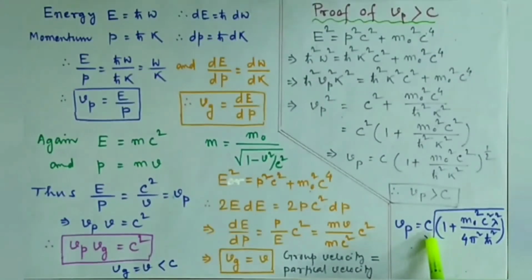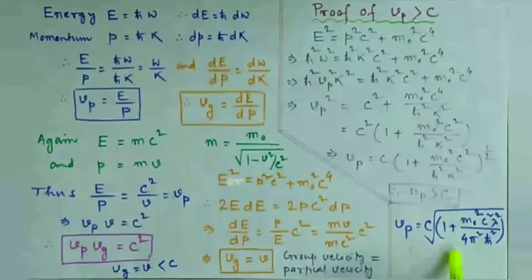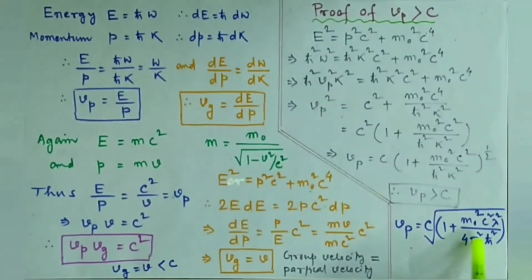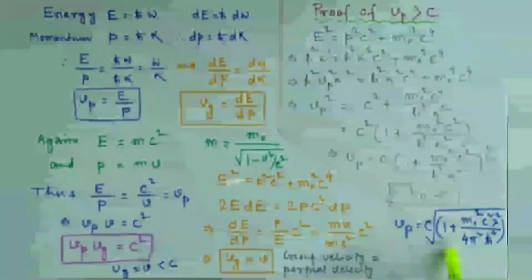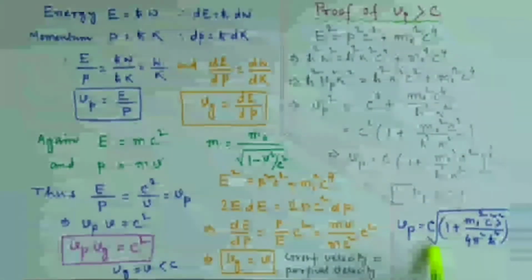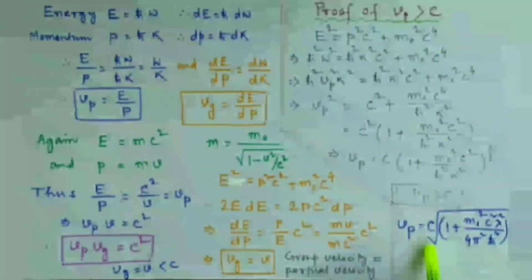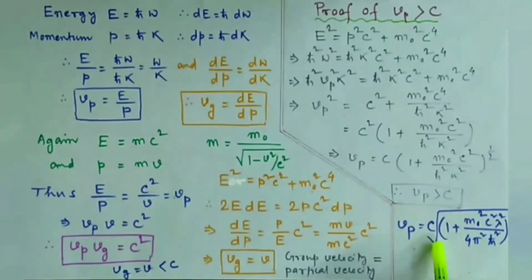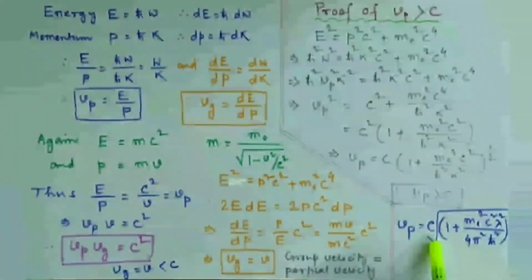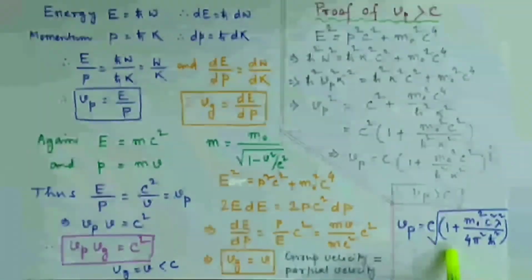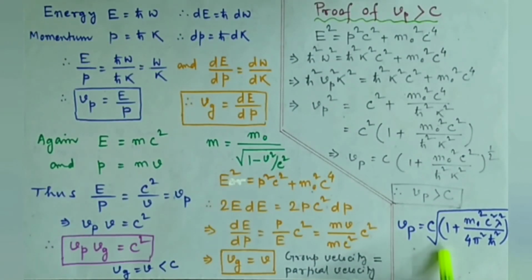This expression shows that the phase velocity of the wave, mainly the de Broglie wave, depends on the wavelength of the wave even in the vacuum. This behavior of the de Broglie waves is different from that of the light wave, for which the phase velocity is independent of lambda in vacuum, which was shown in our previous section.